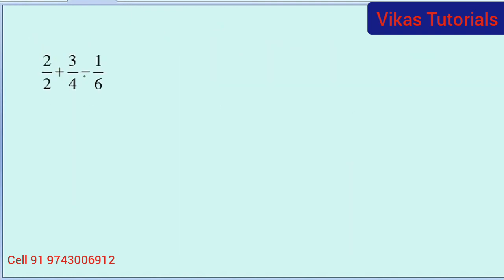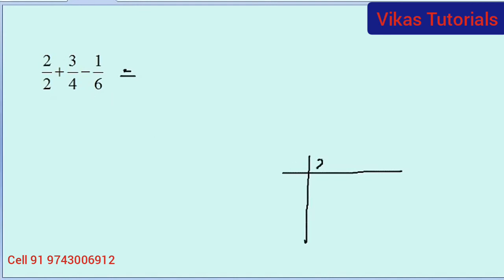Okay, I'll take one example here. Here you can see there are 3 fractions. 2 by 2 plus 3 by 4 minus 1 by 6. Okay, for this what we do, we have to first calculate the LCM of these numbers. Let us calculate the LCM. We can do it this way also. First we can add both these numbers, then we can minus the remaining numbers. But that will be a long process, so we will calculate LCM of all the three denominators.